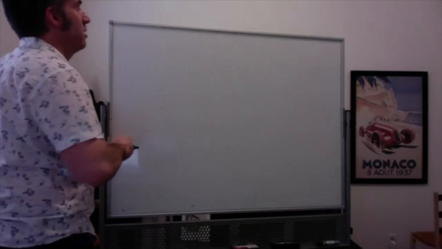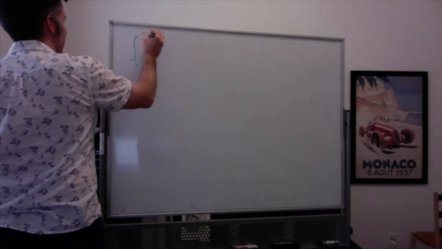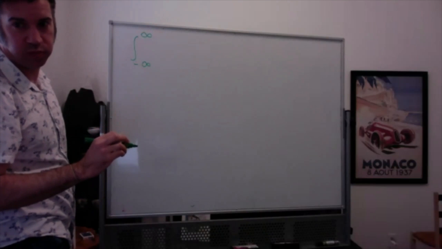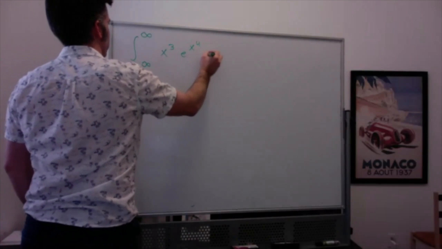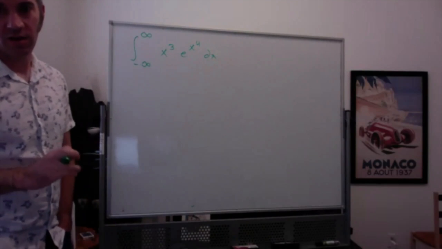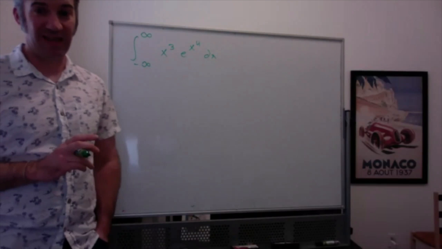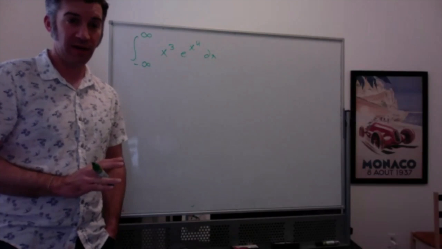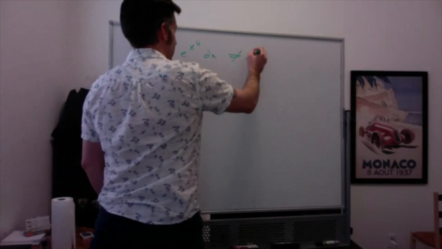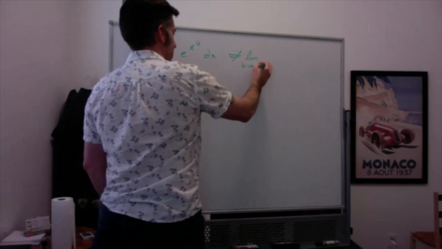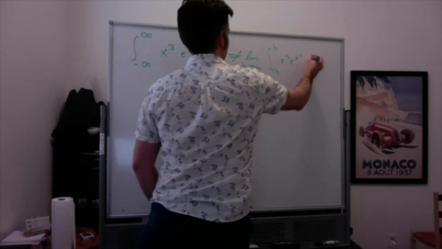So let's say we wanted to find the integral from negative infinity to infinity of x cubed times e to the x to the 4th. All right, so fun times. When you have an infinity and a negative infinity, you have to break it up. It is incorrect to say that this is the limit as b goes to infinity of the integral from negative b to b of x cubed e to the x to the 4th dx.